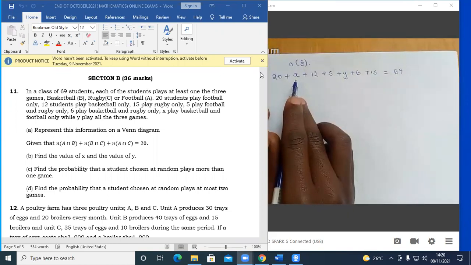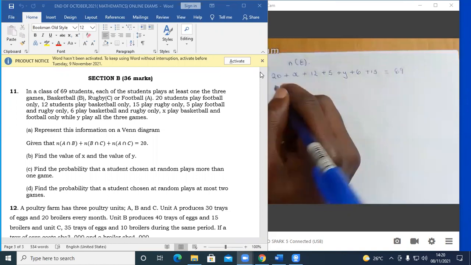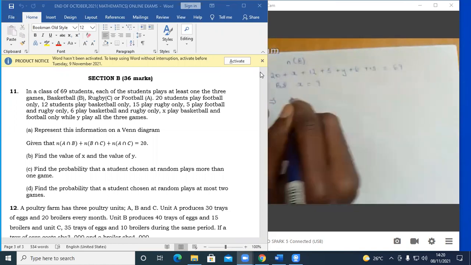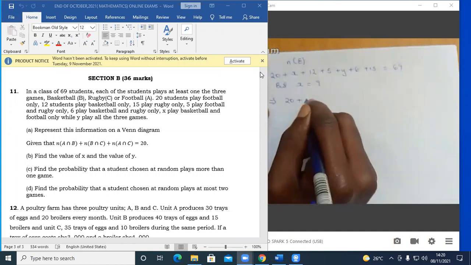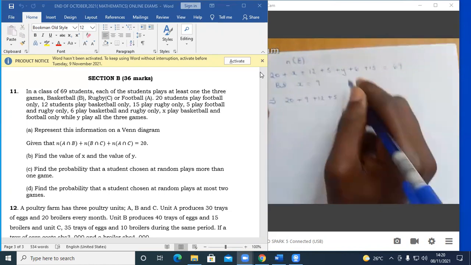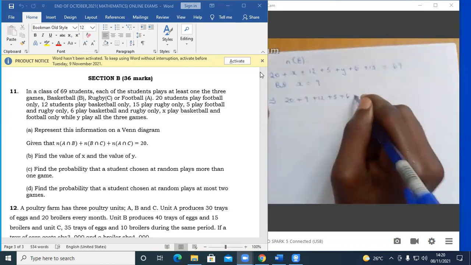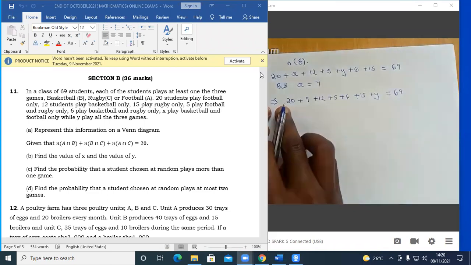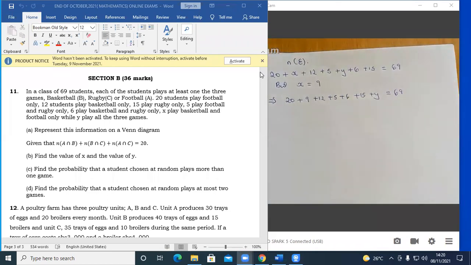But we have already got the value of X. So can we just substitute for X? X is equal to 9. So it implies that we shall have 20 plus 9 plus 12 plus 5 plus 6 plus 15 plus Y is equal to 69. So can you add all that for me? What do you get when you add all of them?